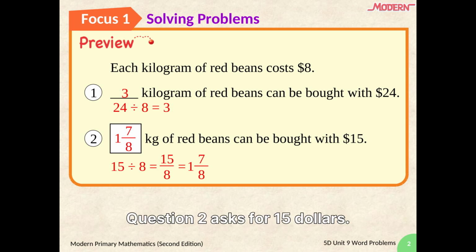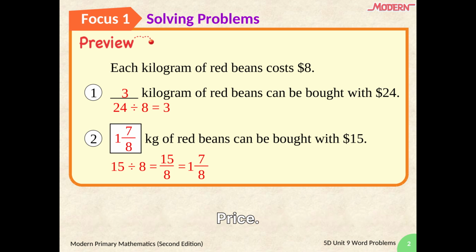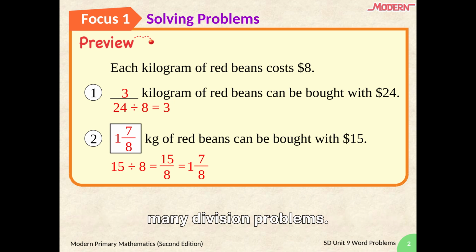Question 2 asks for $15. Again, use total money divided by unit price, 15 divided by 8. 15 divided by 8 is 15 over 8 as a fraction. In its simplest mixed number form, that is 1 7/8 kilograms. Why do we use fractions? Because it's more precise than decimals for many division problems.